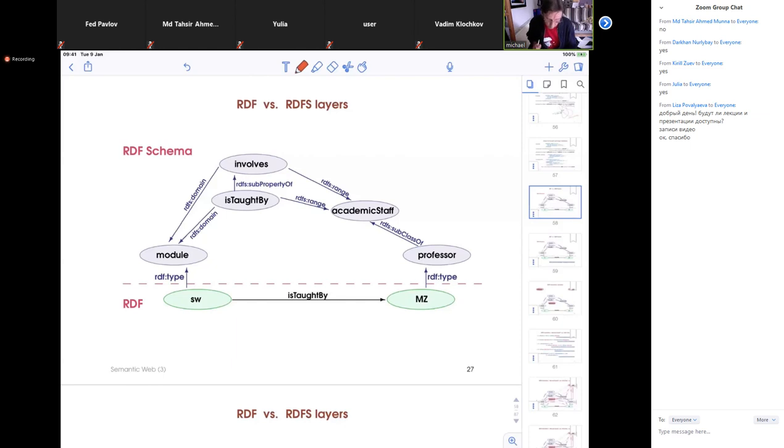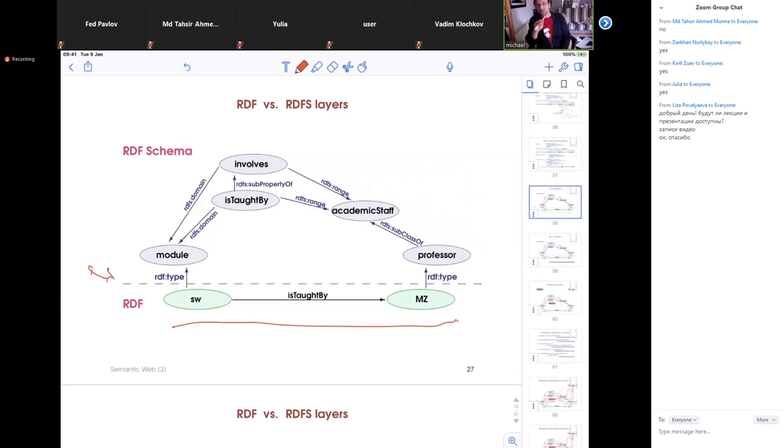Right. So what I wanted to say now is the following, that when we consider this piece of RDF from the last lecture. Yeah, so we have, say, a semantic web module is stored by MZ, this triple. And then we also had that SW is of type module, and MZ is of type professor. Now, where is RDF and where is RDF schema? So roughly this dashed line separates the RDF and the schema. Type still belongs to the RDF layer, and above it there is the RDFS layer.